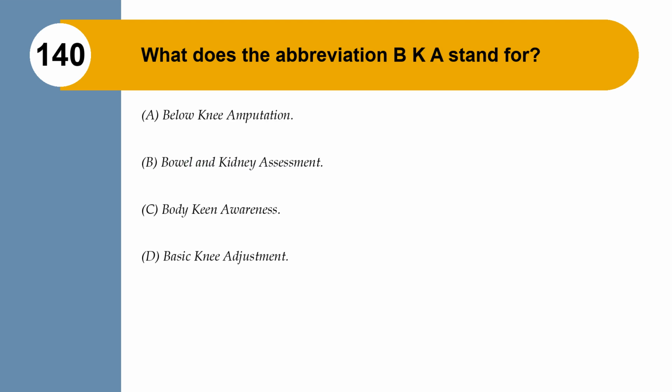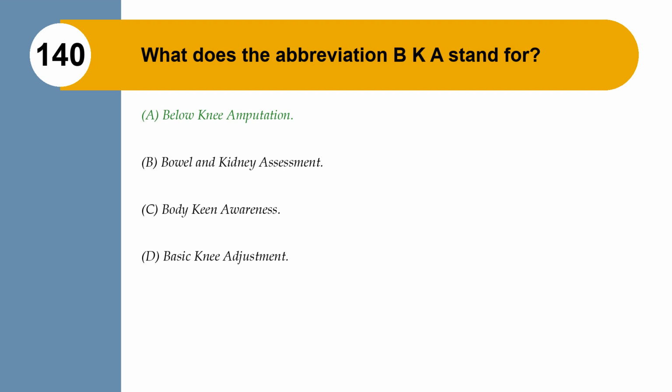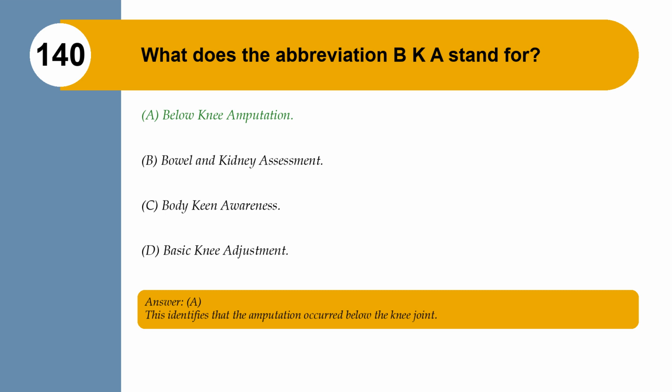Question 140. What does the abbreviation BKA stand for? Option A, below knee amputation. Option B, bowel and kidney assessment. Option C, body keen awareness. Option D, basic knee adjustment. The correct answer is option A, below knee amputation. Explanation. This identifies that the amputation occurred below the knee joint.